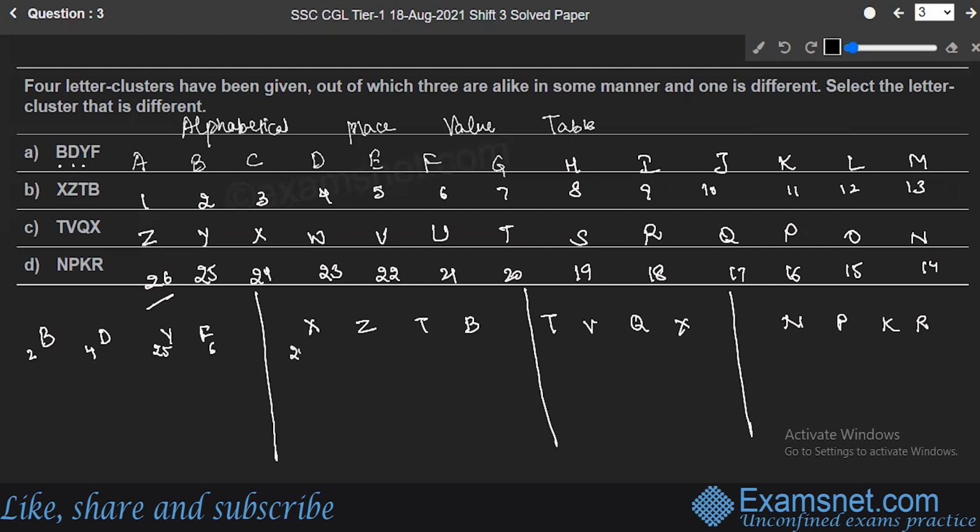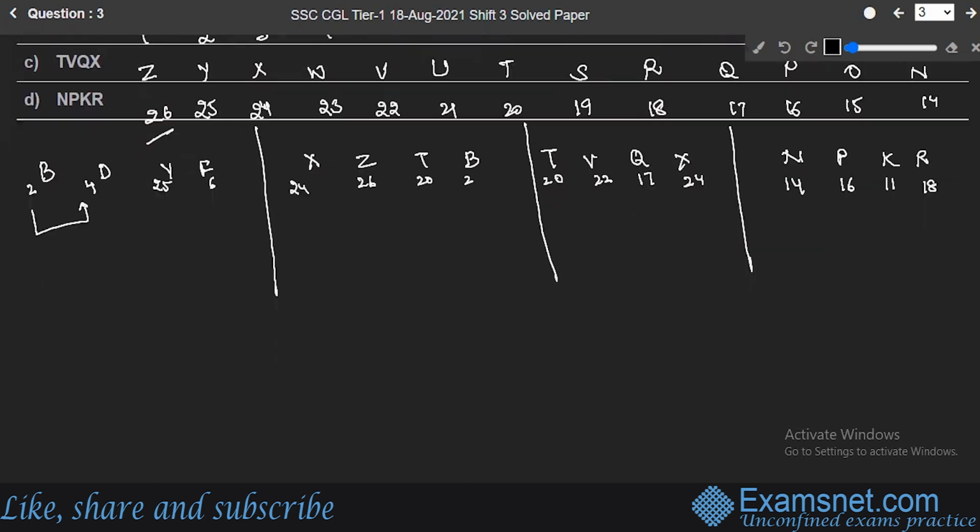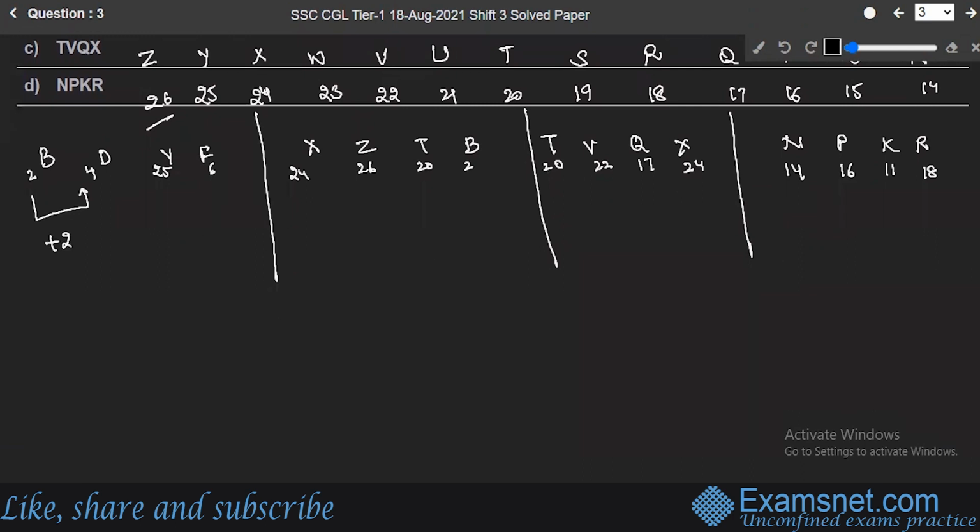X 24, Z 26, T is at 20, B is at 2, T 20, V 22, Q is at 17, and X is at 24. N 14, P 16, K 11, R 18. So now to move from 2 to 4, you have added a 2. 25 to 6, you actually added a 7. Why? 26, then 1, 2, 3, 4, 5, 6.